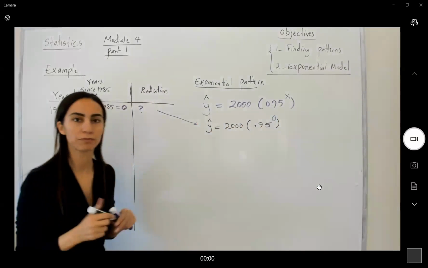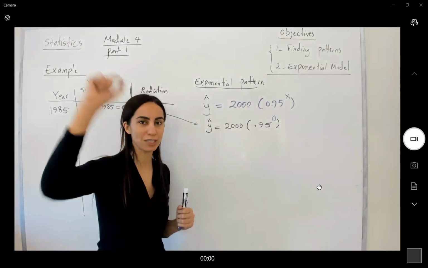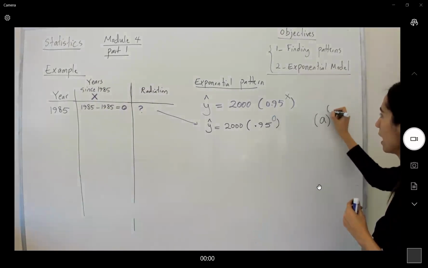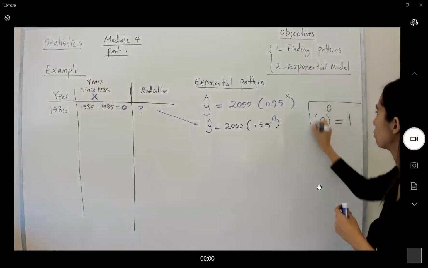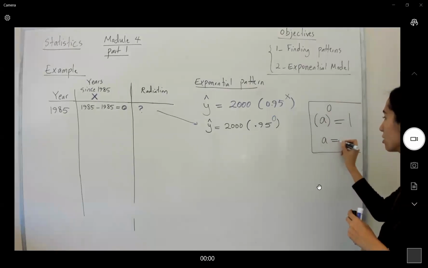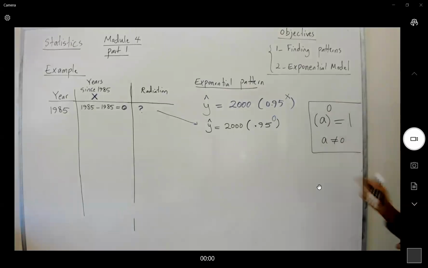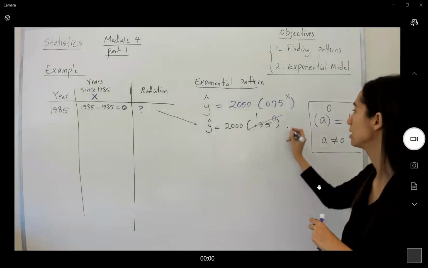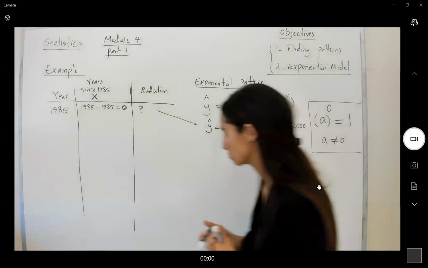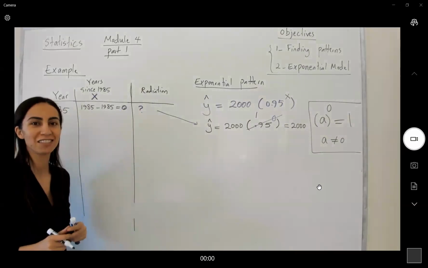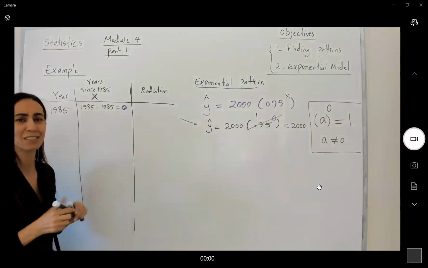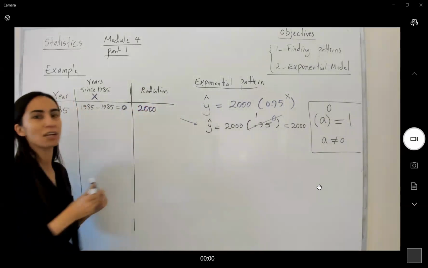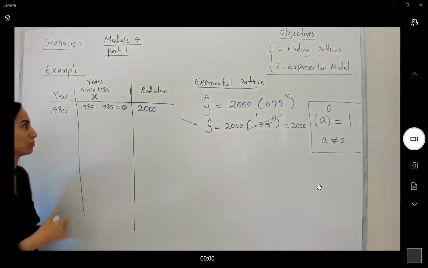0.95 raised to 0. Any non-zero number raised to 0 is equal to 1. So in general, if you have a as a number and you raise it to 0, the outcome is always equal to 1. Note that a itself cannot be 0. So this value here is just 1. 2000 times 1 is 2000. Very well. We found our first level of radiation, which is 2000. We expected that to be 2000 because 2000 was the initial amount at the beginning, time 0.